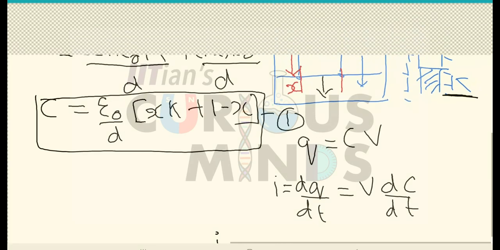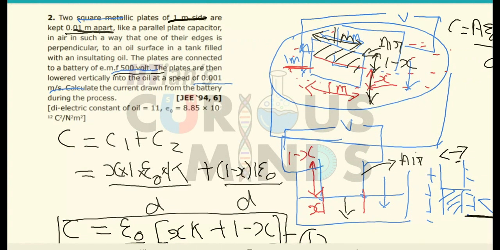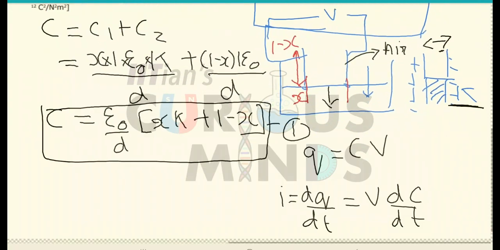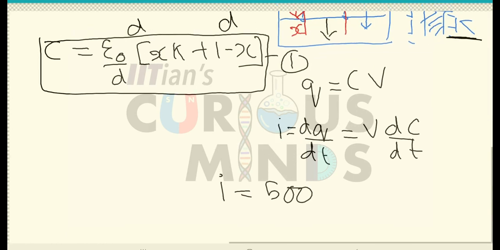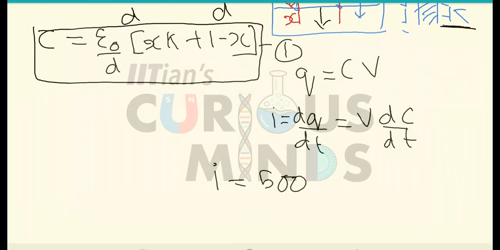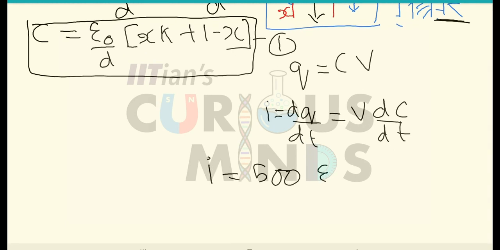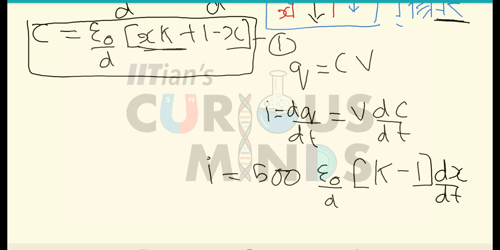Now the EMF is given as 500 volt, so I will substitute 500 over here. First of all, let me differentiate this part, dC by dt. Epsilon naught and D will be constant. It will be equal to (k minus 1) into dx by dt. Xk will give k into dx by dt, the differentiation of 1 will be equal to 0, and the differentiation of minus x is equal to minus 1 dx by dt.